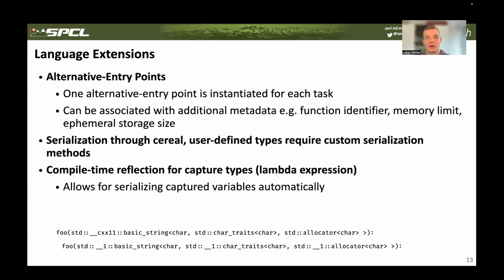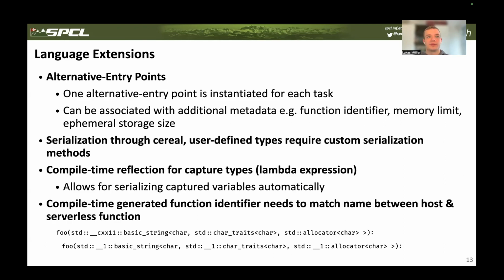We can't solely rely on the traditional mangling process here, because the mangling identifiers might be different for the different platforms. And thus, we had to come up with a custom scheme. For Cppless, for the reference implementation we have right now, we use a modified version of the Itanium mangling scheme, which ensures that the identifiers match up.